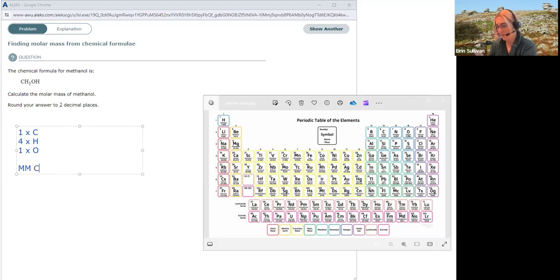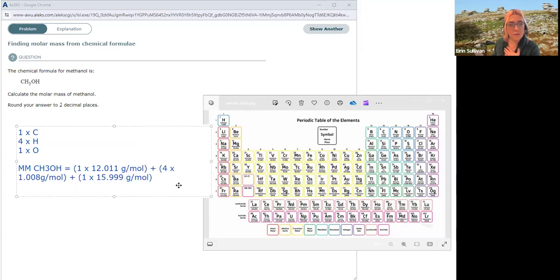So the molar mass of my methanol is going to be 1 times carbon, which is 12.011 grams per mole, and then 4 hydrogens, which on this periodic table is 1.008 grams per mole, and then 1 oxygen, which is 15.999 grams per mole. Add those all together to get the molar mass of methanol: 1 times 12.011 plus 4 times 1.008 plus 15.999 should come out to be 32.042 grams per mole. If I was asking you to round, they've been added together, so I'd go to the smallest number of decimal places, which is 3. You were asked to round to 2 decimal places, so there we go.